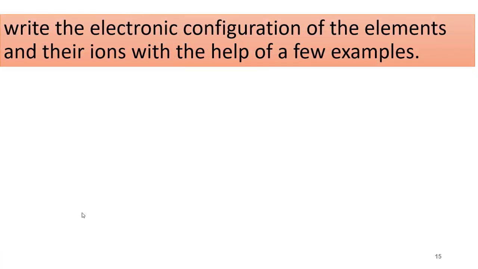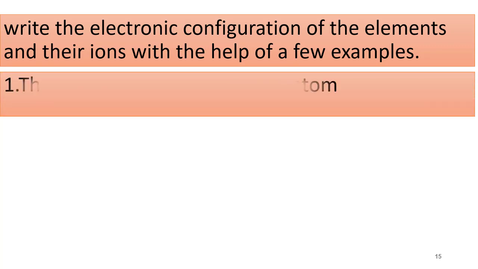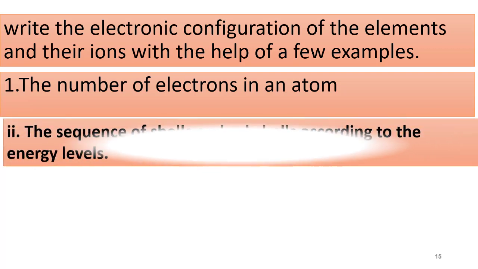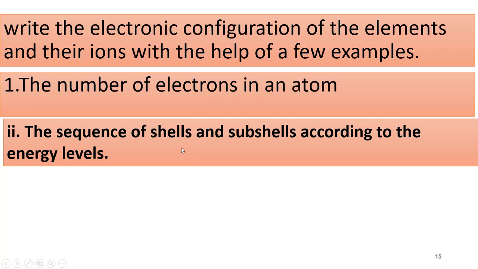Now we shall write the electronic configuration of the elements and their ions with the help of a few examples. अब हम कुछ एलिमेंट्स की इलेक्ट्रॉनिक कॉन्फ़िगरेशन लिखेंगे, लेकिन इलेक्ट्रॉनिक कॉन्फ़िगरेशन लिखने से पहले आपको 3 चीजें मालूम होना चाहिए. नंबर 1, द नंबर ऑफ इलेक्ट्रॉन्स इन एन एटम. जिस भी एटम की आपने इलेक्ट्रॉनिक कॉन्फ़िगरेशन लिखनी है उसके अंदर आपको नंबर ऑफ इलेक्ट्रॉन्स पता होने चाहिए कि कितने इलेक्ट्रॉन्स होते हैं. एंड देन द सीक्वेंस ऑफ शेल्स एंड सबशेल्स अकॉर्डिंग टू द एनर्जी लेवल्स. एनर्जी लेवल के अकॉर्डिंग आपको शेल और सबशेल का सीक्वेंस मालूम होना चाहिए.